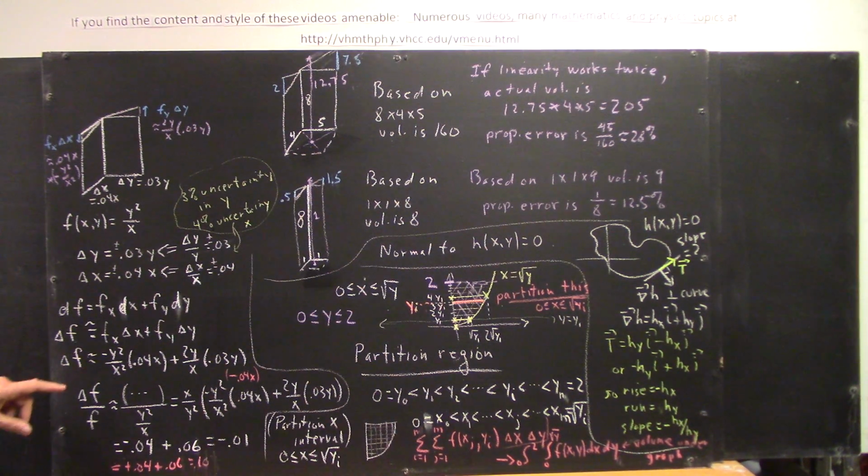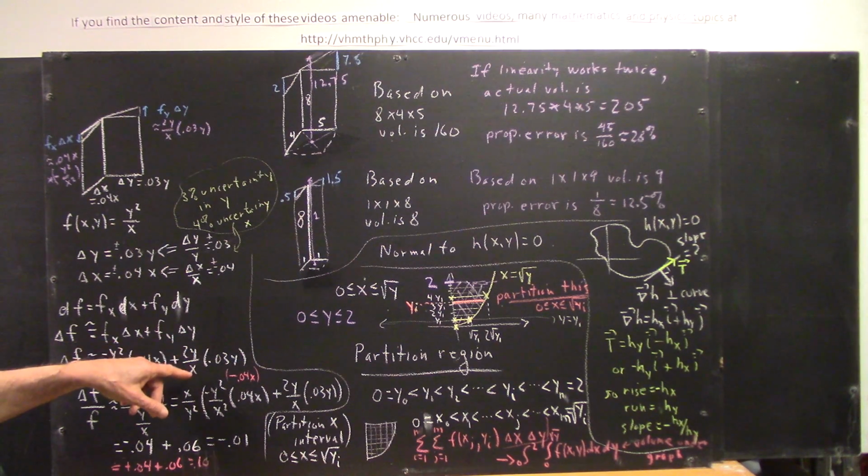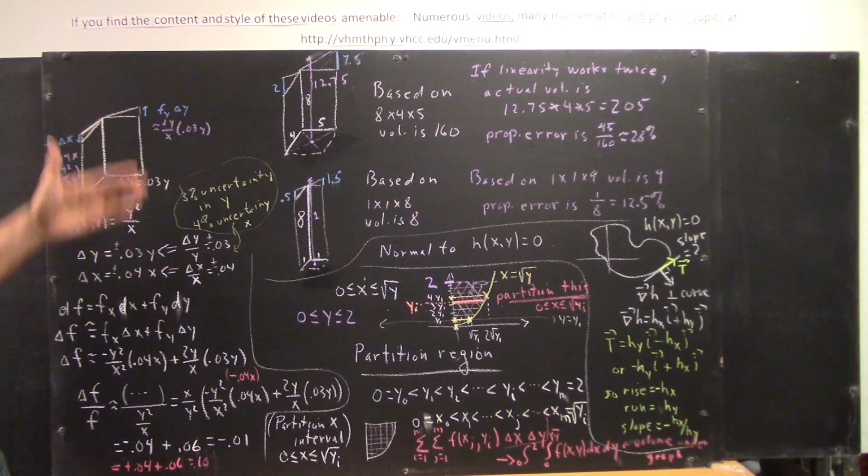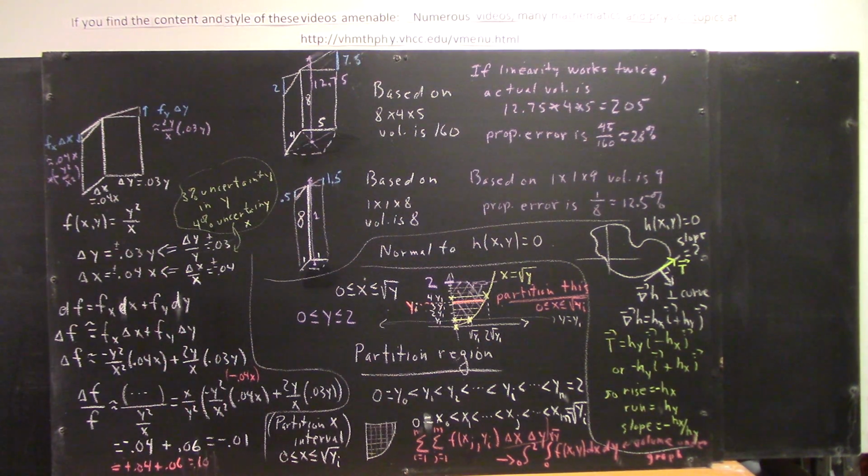This means then that delta f should be negative y squared over x squared times 0.04x plus 2y over x times 0.03y, just the quantities that we get here. Now I'm just writing down the positive quantities because I want to show how something works out here. I'm not sure how I got an equal sign down here, but we'll talk about it in a minute. Yeah, I see what I did.